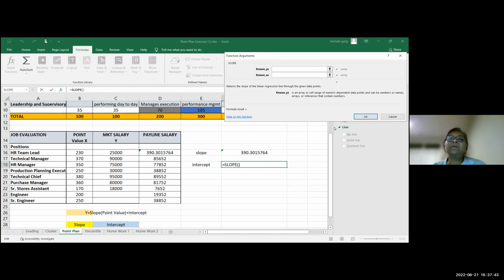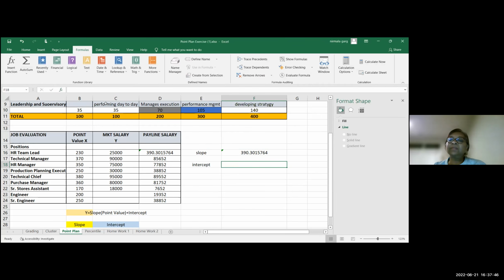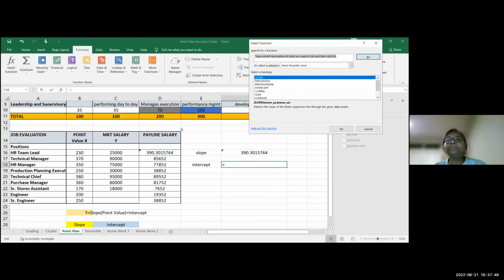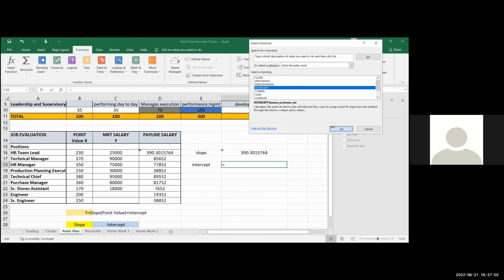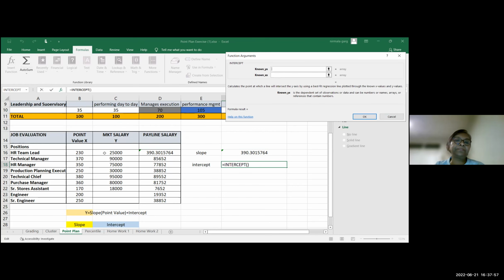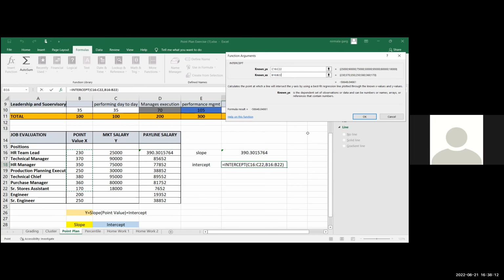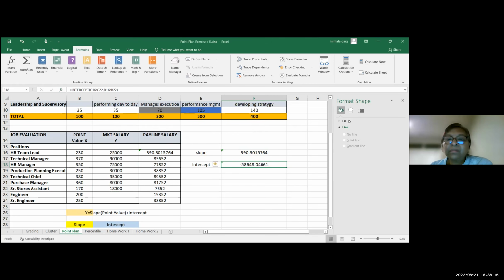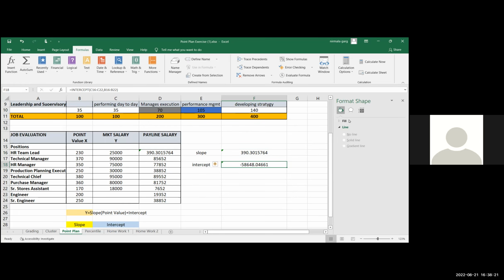1 second. I don't know whether this is slope. Cancel. All right. Known y's. Known x's. Okay. So intercept is how much? Minus 58,648. Okay. Slope and intercept.